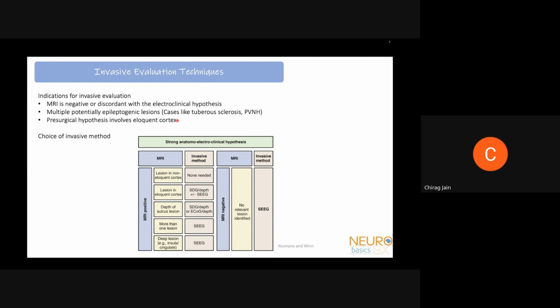Third, and actually quite important, is if your pre-surgical hypothesis involves eloquent cortex. You have a lesion in Broca's area, in the motor strip, or in the visual cortex, and you want to see if the lesion is in those areas or just surrounding them, and whether it can be safely resected without damaging this eloquent cortex. The best way to do this is with invasive evaluation techniques.